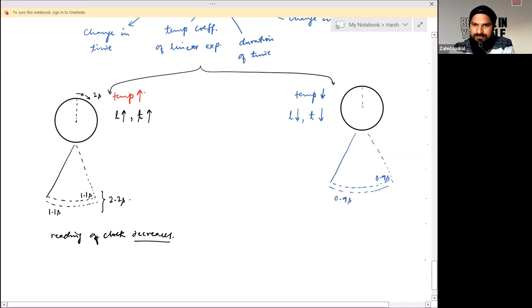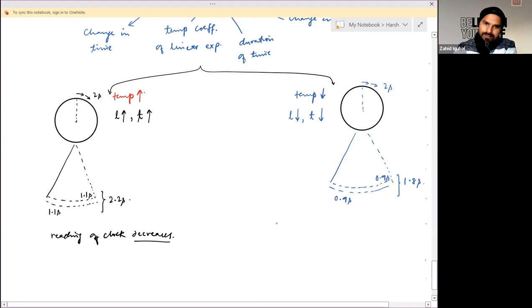During this interval, the clock will read 1 tick and 2 tick, just 2 seconds, since the reading of the clock depends upon the number of oscillations, not their time period. So the total time taken by this oscillation is 1.8 seconds, but the reading of the clock is 2 seconds. It means it is increasing.